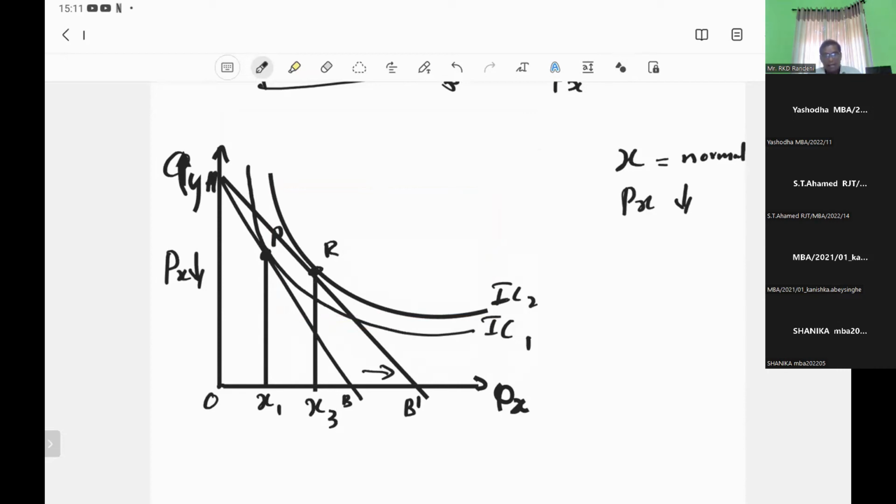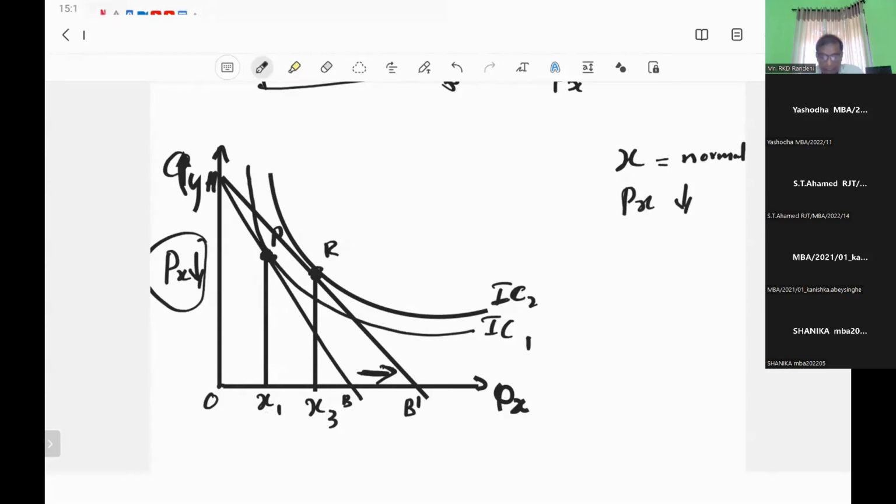Now again, I will explain the graph. Before the price change, the budget line is AB, and with indifference curve 1, according to the equilibrium point P, the consumer is consuming OX1. Now, price of X is reduced, then the consumer can buy more of X. The budget line shifts to the right, that is rotates. Then the consumer can reach a higher indifference curve, that is indifference curve 2, where the equilibrium point is R, and he can consume X3 of X.